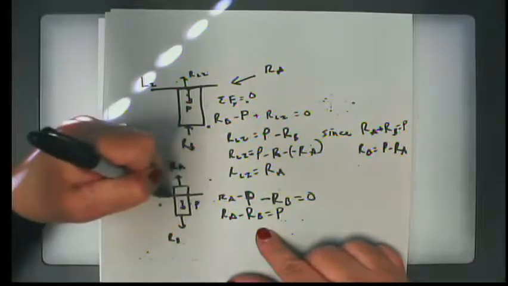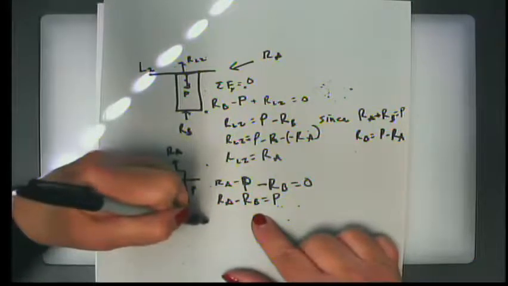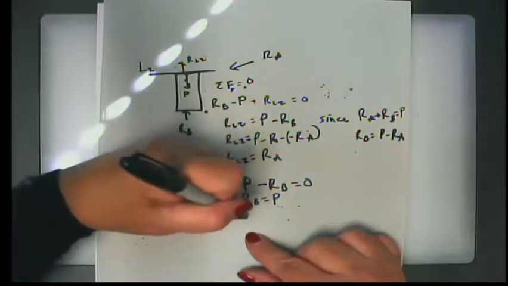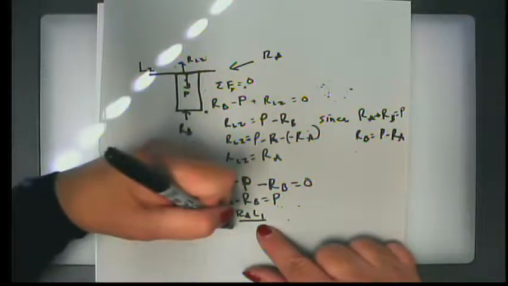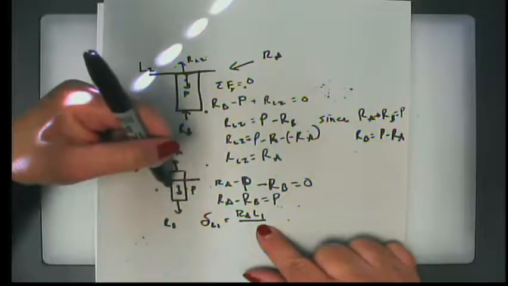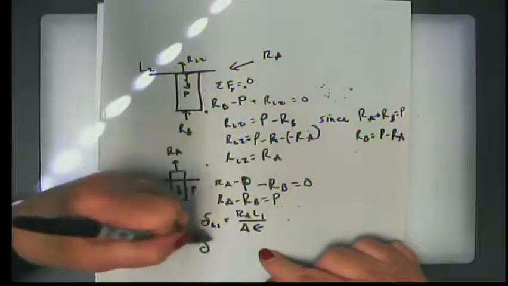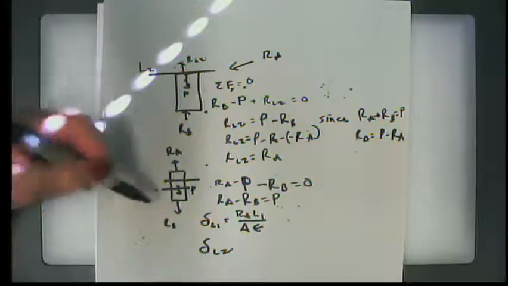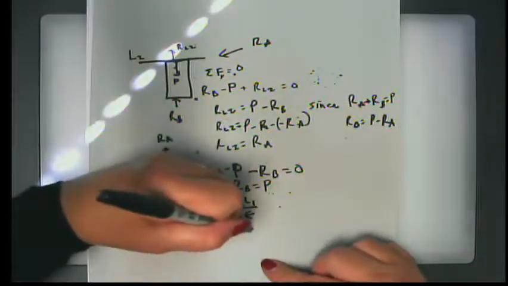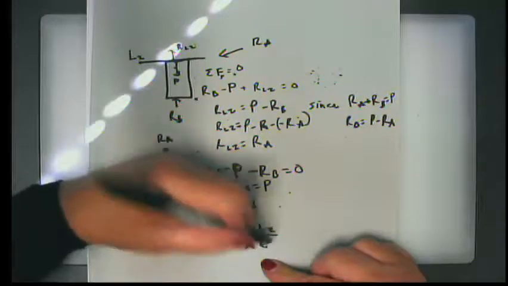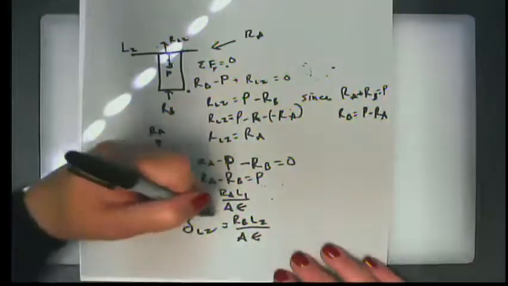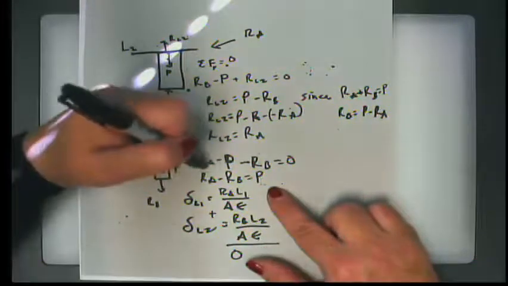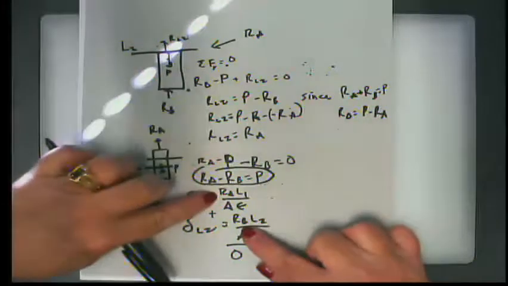All right, now if I cut here in L1, the only thing I have is R sub A. So the delta in L1 is R sub A L1 over AE. Okay, and the delta in L2, if I cut it here, is only going to have R sub B. Okay, there we go. It's R_B L2 over AE. And then I have these two equations, and I know that the sum of these two is going to have to equal 0. Now, I need to use this equation because I have two equations and two unknowns.